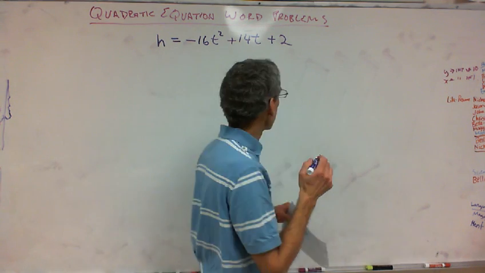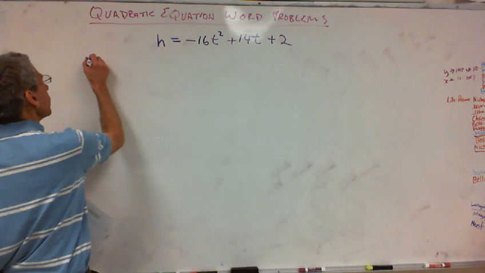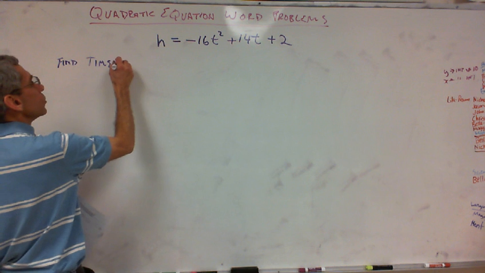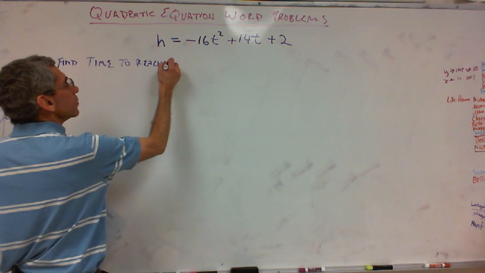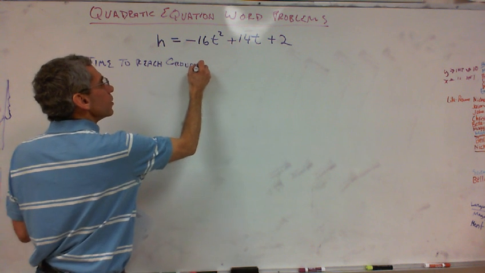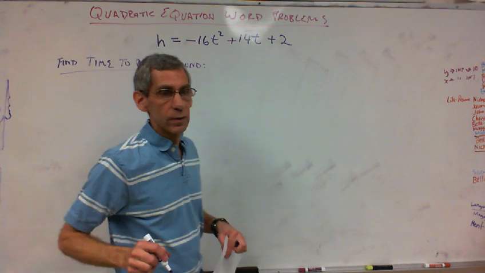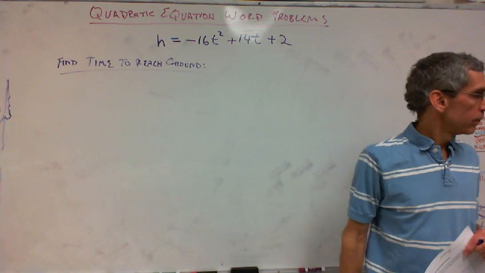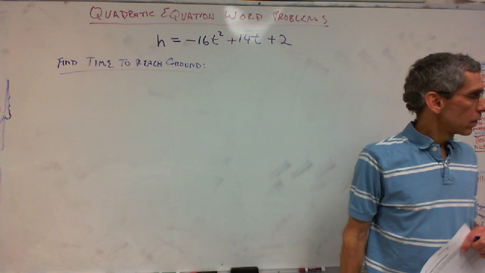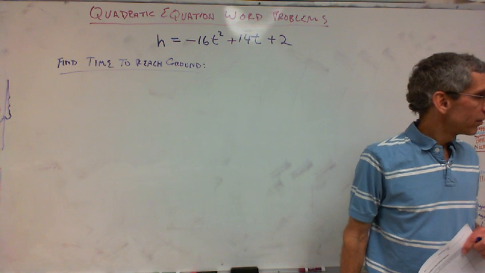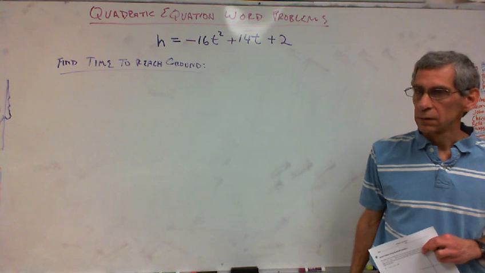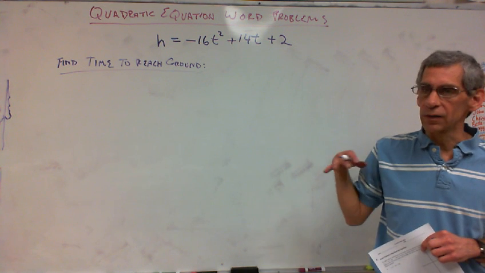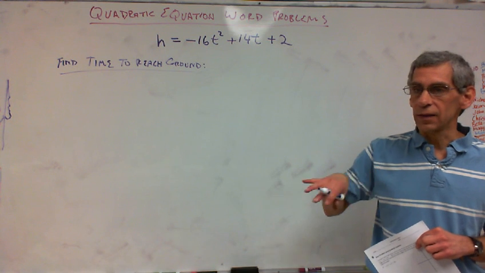What are they asking for? They want it to reach the ground. Time, so find time to reach ground. What are they asking for in the terminology I've given you when we're talking parabolas? What are they looking for? The ground is the x-axis, right? Most of the time the ground is the x-axis. Every now and then there's an exception.